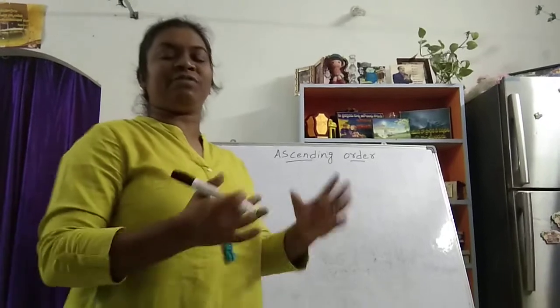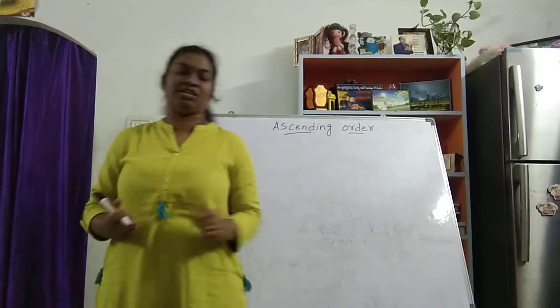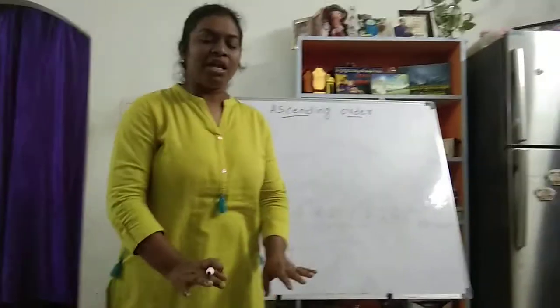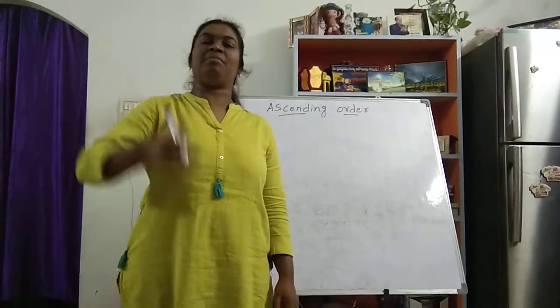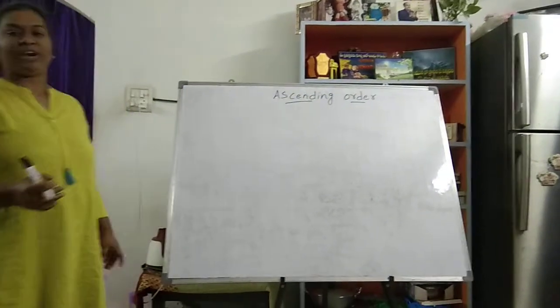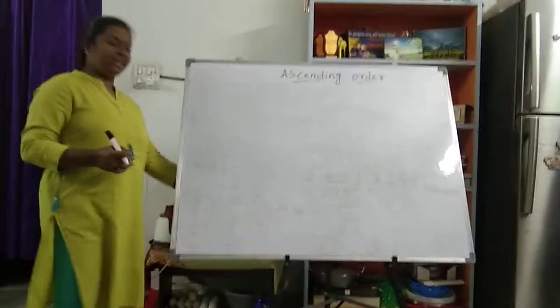You know we have numbers from 0. We start with 0 and we have numbers. So the numbers which we write from the smaller number to the bigger number are called ascending order. Now I will give you few examples of how to write the numbers in ascending order.